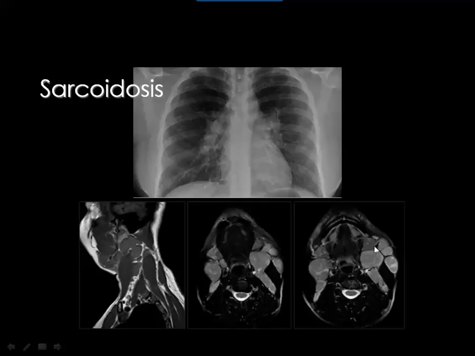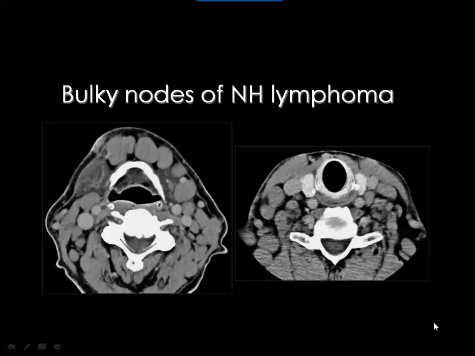And this is just an example of a typical case of sarcoid, where you see bilateral, almost symmetrical enlargement of the hilar lymph nodes. And in the same case, you can see lymph nodes in the neck, and these nodes are homogeneous. They do not contain areas of breakdown. Also, they are discrete and not amalgamated. And these are the descriptive terms of sarcoid lymphadenopathy.